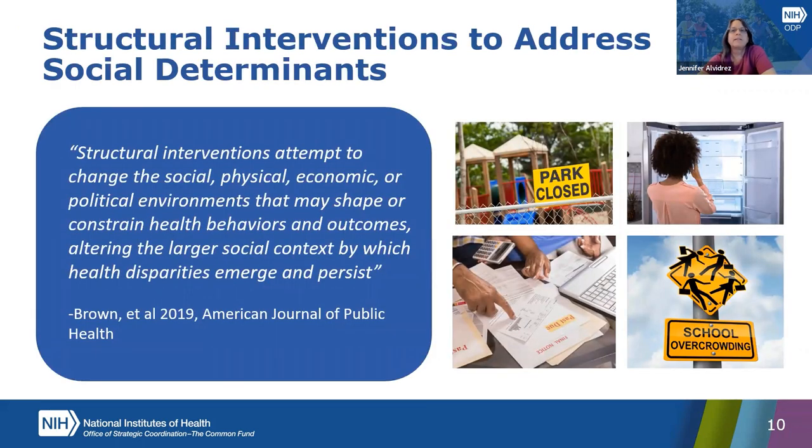So what are structural interventions to address social determinants? Using Brown and colleagues' definition, structural interventions attempt to alter the social, physical, economic, and/or political environments that may shape or constrain health behaviors and health outcomes and drive and sustain health disparities. So this means moving beyond intervening with individuals to change their knowledge, attitudes, or behaviors to really change systems and environments, to target factors such as economic instability, limited educational and employment opportunity, societal and structural racism and discrimination, and lack of resources that all negatively impact health. That's why structural interventions are the focus of ComPASS. Next slide, please.